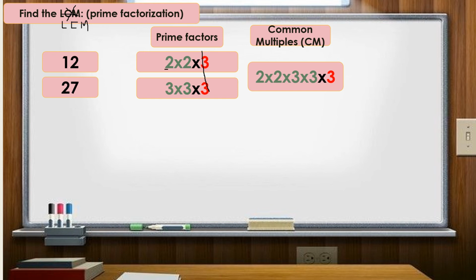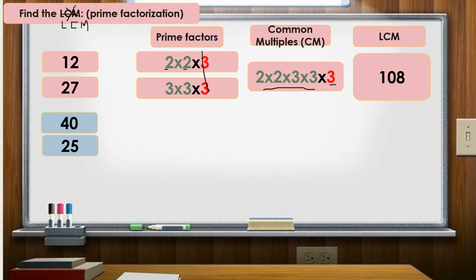So the difference between LCM and GCF is that in LCM, you need to write not only the common factors, but also the other numbers. You can see only one tree that Teacher Mark put in that scenario. So after you write the same factors, you need to write also the remaining numbers. After that, you need to multiply 2 times 2 times 3 times 3 times 3, and the answer is 108.